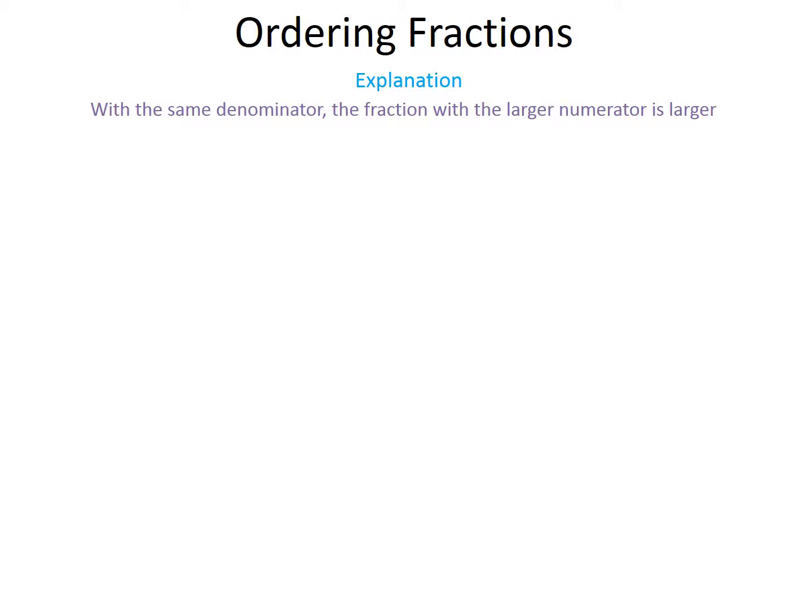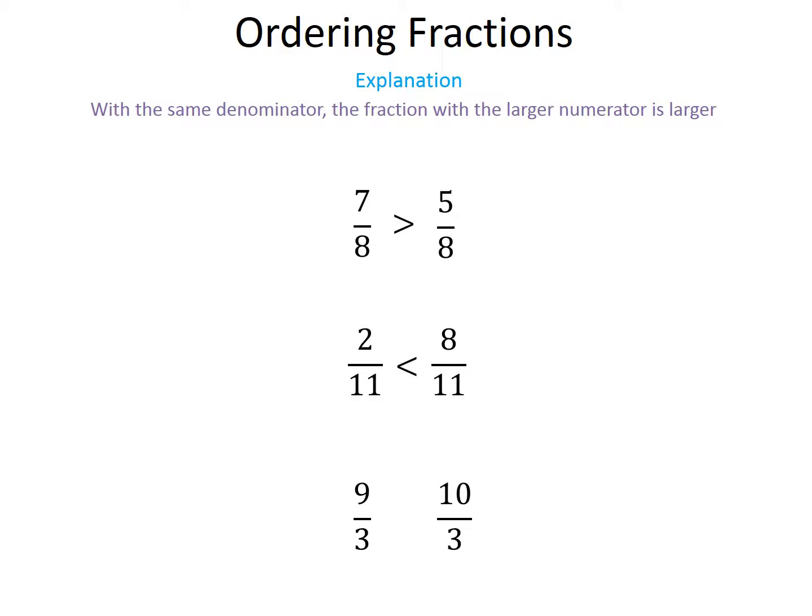Knowing that we can just compare the numerators means that when I want to compare two fractions, I don't need to draw pictures of them. I can say, well, the denominator is the same, so which one has the bigger numerator? That would be the 7, so I can put my greater than symbol in. In the next one, once again, just compare the numerators. This time 2 is smaller than 8, so I can put my less than symbol between them. And if I look at 9 and 10, it doesn't matter that they're improper fractions because the denominators are still the same, and 9 is smaller than 10, so I can put the less than symbol. No need to draw the fractions, just look at the numerators as long as the denominator is the same.